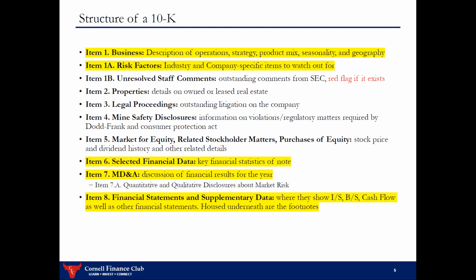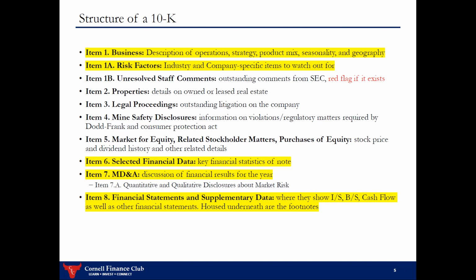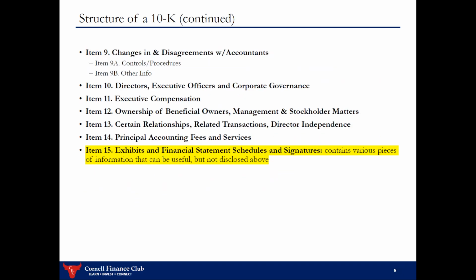So now you have the structure of the 10K. Again, it contains a lot of parts, but the most important ones are highlighted in yellow. So this is the business, description of operations, etc., the risk factors, the selected financial data, the management's discussion and analysis, financial statements and supplementary data, and then the exhibits and financial statement schedules, etc. And item 15 is just various pieces of information that could be useful but not disclosed above.